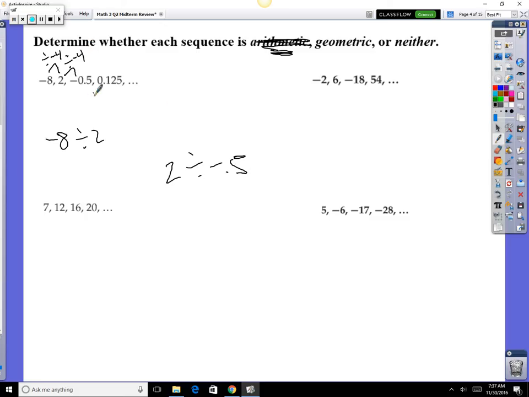And let's check the last one, because it's got to work every time. You must be dividing by negative 4. So I'm going to check one more: negative 0.5 divided by 0.125. Okay, that worked. From here to here, I divided again by a negative 4. So this one is geometric.